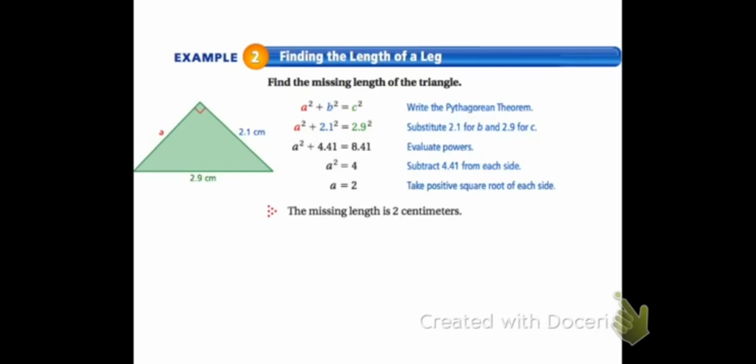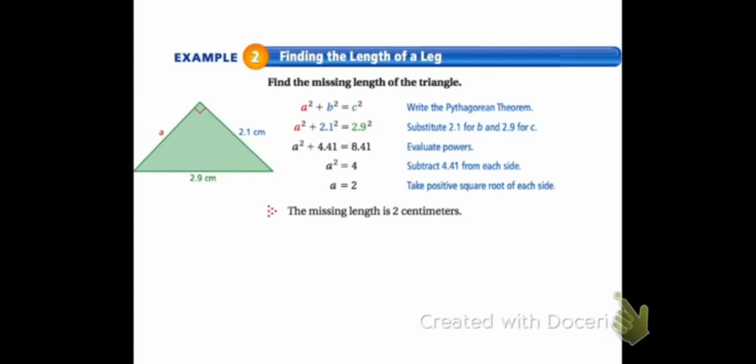So what you're doing here to solve this equation is you are subtracting 4.41 from both sides, right? Just a little bit of basic algebra here, because 4.41 minus 4.41 is 0. We're left with a squared. When we get 8.41 minus 4.41, we're left with 4, so a squared equals 4. The square root of both sides gives us a is equal to 2, so 2 centimeters.